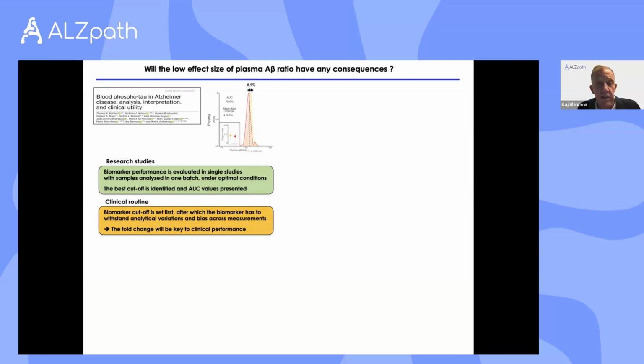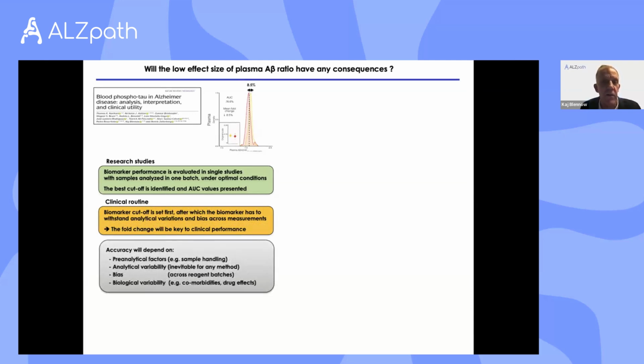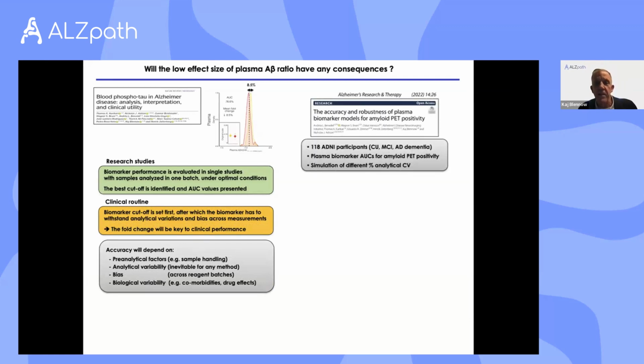You have to set your cutoff, and then you have to have a biomarker assay that is stable enough to withstand not only the analytical variations but also bias across reagents and biological variability and so on. You see it here that the accuracy will depend on many things as listed here.